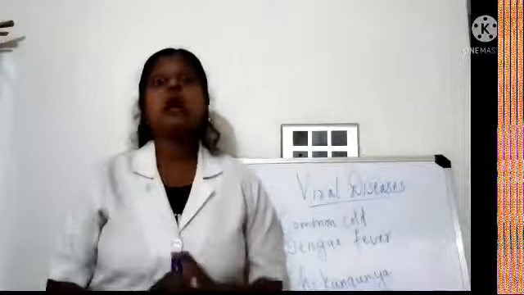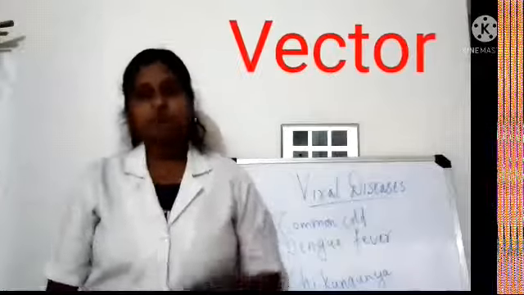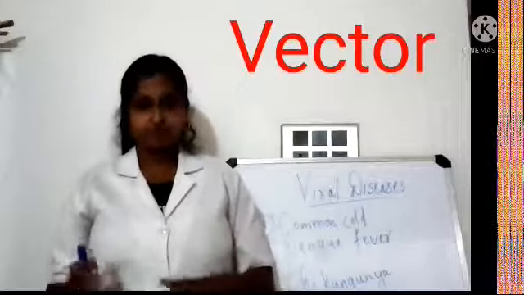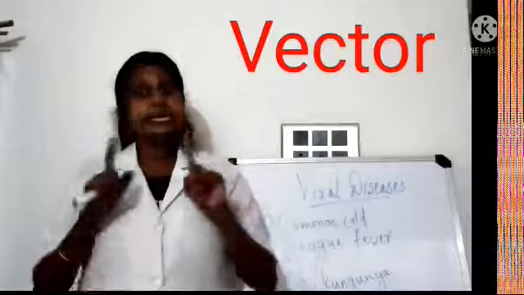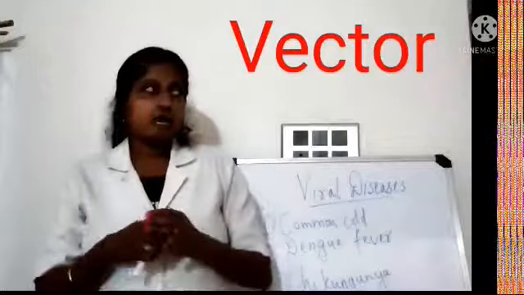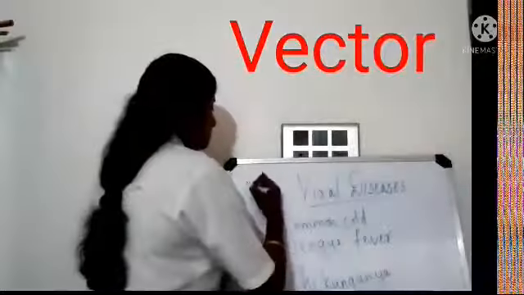As well as this chikungunya we are seeing, they are transmitted by a vector. It's a disease which is caused by a virus. So the causative organism is a virus. But who is spreading the disease from one person to another? It is a vector. So what is a vector?